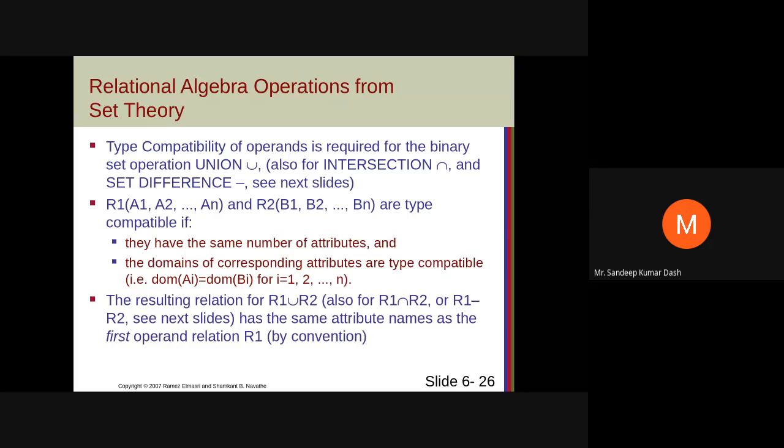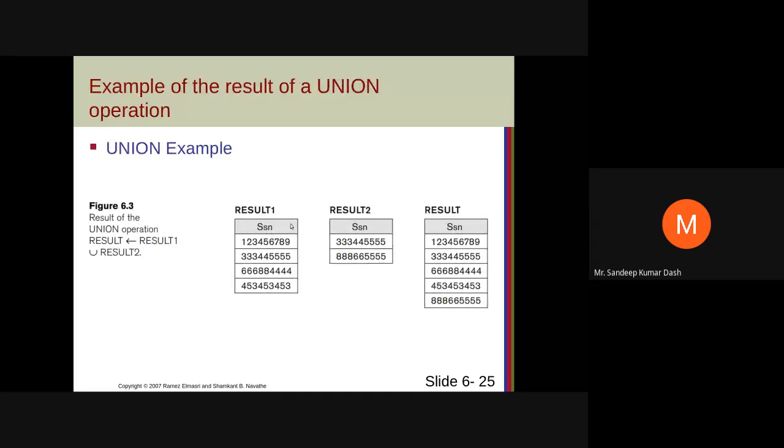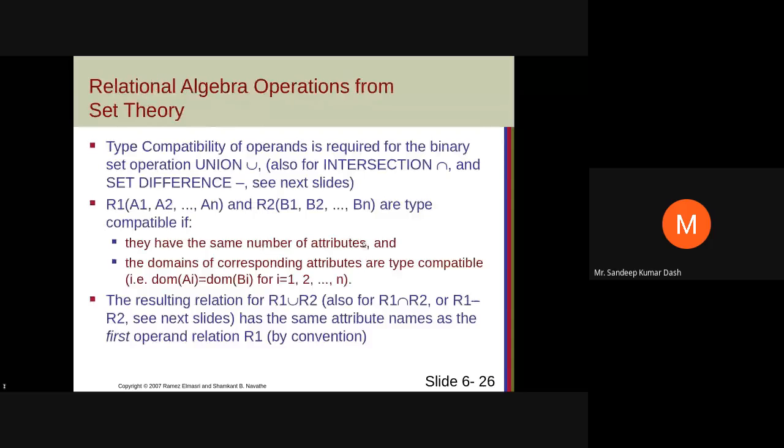The same union compatibility applies for intersection and difference. Intersection means common. Suppose you had said result 1 intersection result 2, you will get this as the result, 3 3 3 4 4 5 5 5 5. That means whichever is the common row, that will be selected. Here you see union compatible means they have the same number of attributes, and domains of the corresponding attributes are type compatible. That means having the same domain.